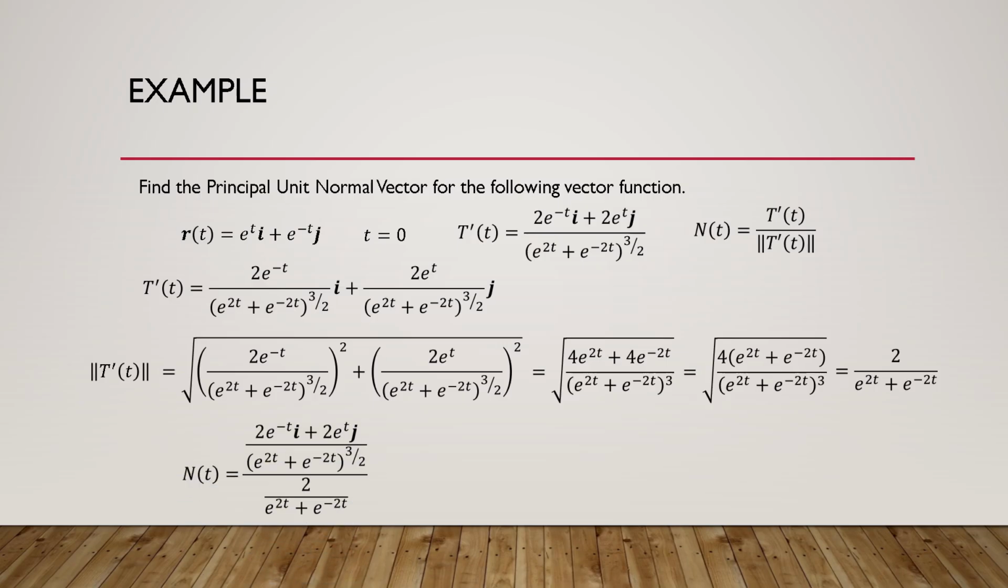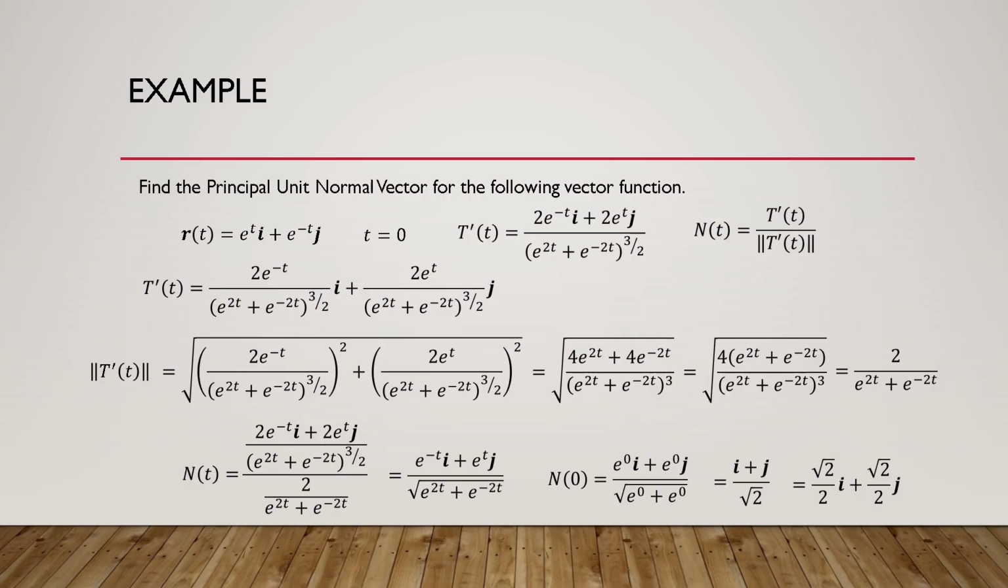N of t equals our original T prime of t over the newly calculated magnitude of T prime of t. The 2's in the compound numerator cancel, and the compound denominator cancels to get the square root of e to the 2t plus e to the negative 2t. Next, we solve for N of 0. Since e to the 0 equals 1, we get i plus j over the square root of 2. We then rationalize the denominator to get our final answer, the square root of 2 over 2 i plus the square root of 2 over 2 j.